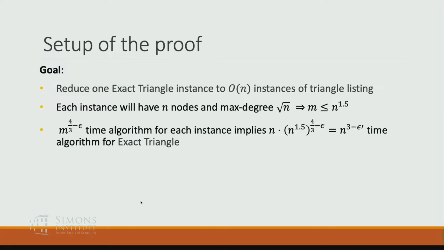And then assume, for the sake of contradiction, that there's a faster than m^(4/3) time algorithm for each instance. Then we will get a faster than n cubed algorithm for exact triangle. Of course, we also need that the reduction itself is efficient, but we'll see that the reduction itself is certainly subcubic.